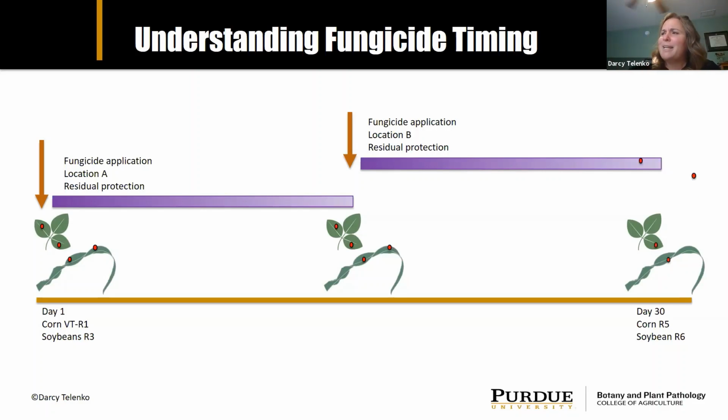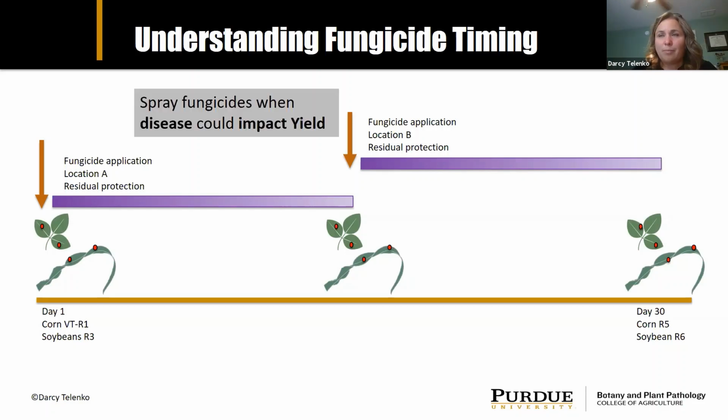And then finally, as we get to R5, R6 soybeans, if the disease is there, it's not really going to build up enough to cause any yield impacts. So we would not need a fungicide at that point in time in the field. So our idea when we're trying to make a decision on spraying fungicides is we want to lay the fungicide down when we know the disease could build up enough to impact yield.